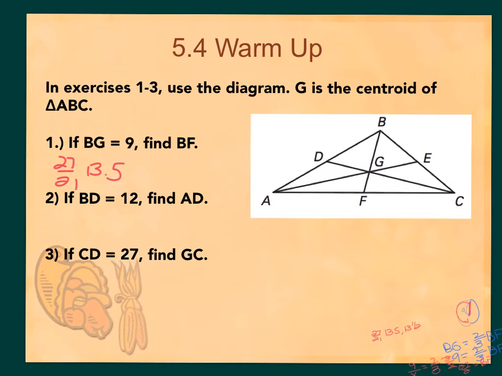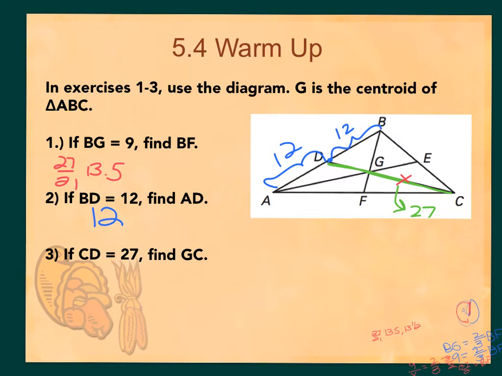All right, then number 2 says if BD is 12, so this time it's giving you this is 12, find AD. So if this is a median, where does it hit? At the midpoint, which would make these two equal to each other, and AD would be 12. And then the last one says CD, which is this whole segment here, the whole median, is 27, find GC.